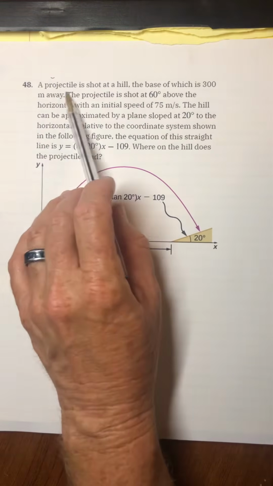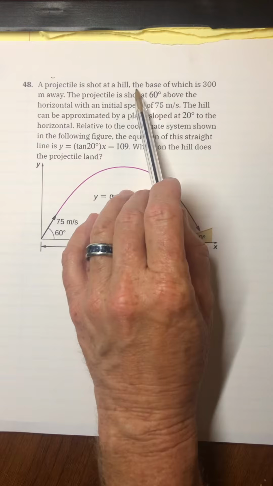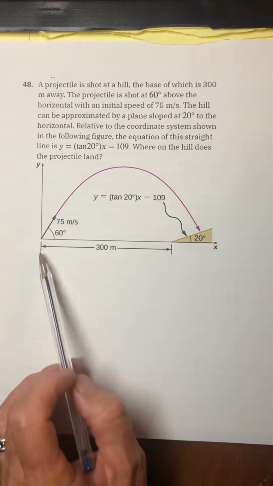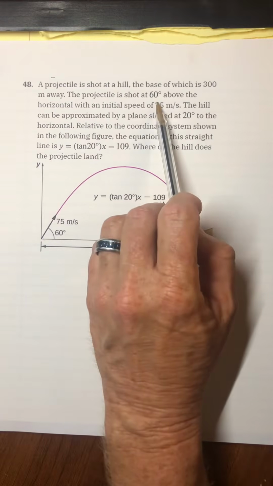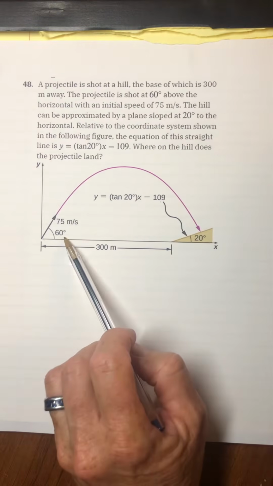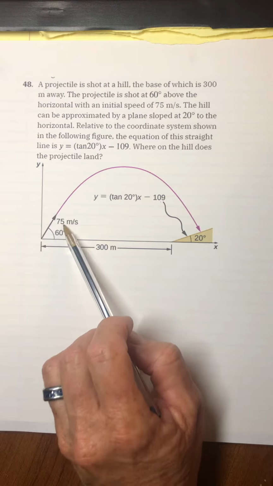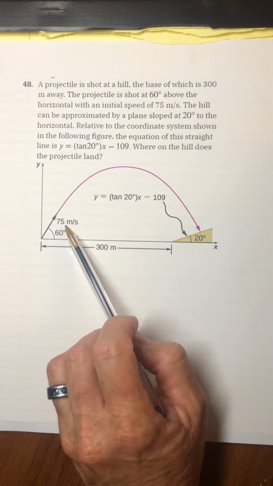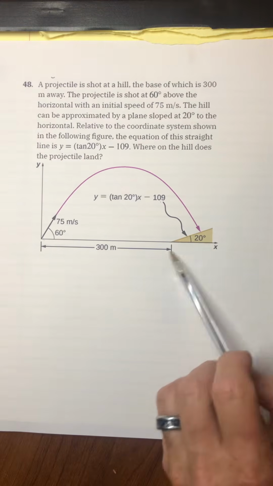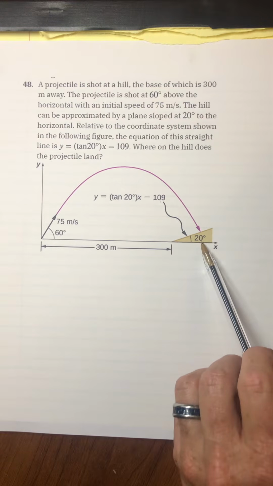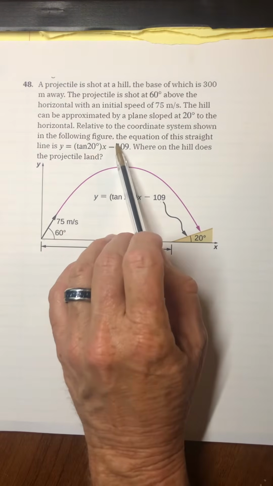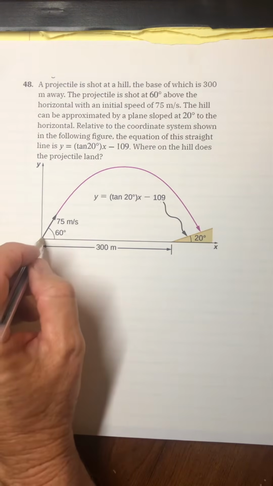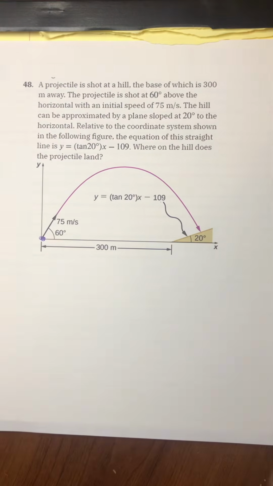It says a projectile is shot at a hill, the base of which is 300 meters away. So they've got 300 meters away. The projectile is shot at 60 degrees above the horizontal with an initial speed of 75. The hill can be approximated by a plane with a slope of 20 degrees to the horizontal, relative to the coordinate system shown in the figure. Well, let me pause there. Looks like they put the origin right at the launch point.